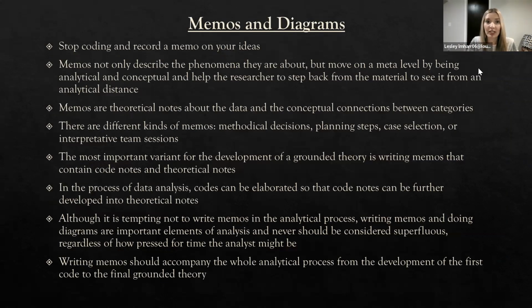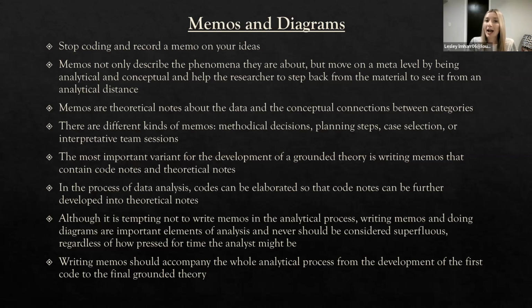So let me give you just some tips about what to do when coming up against this idea of memo writing, which can be a little bit intimidating. First, stop coding and record a memo on your idea. As soon as an idea arises while you're in the coding process, you should have a notebook or an open Word document and quickly just write down your ideas. Don't worry about spelling, don't worry about grammar, just get them down as fast as you can.